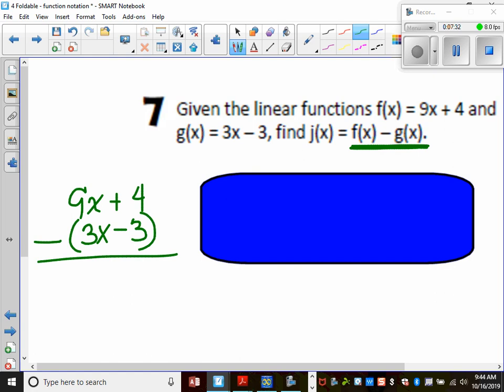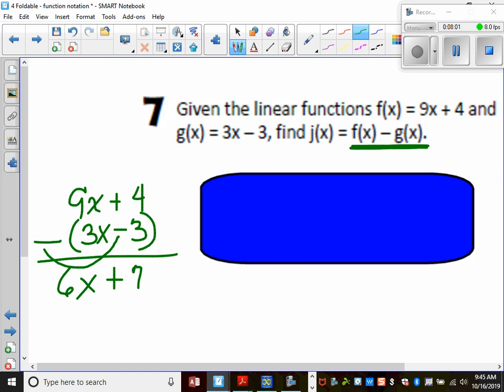Okay, so that's why I put it in parentheses, so you'll know that when you do this right here, that's going to be a plus 3, not a minus 3. All right, so I'm going to end up with a positive 4 and a positive 3 gives me a positive 7. And 9 minus 3 gives me 6x. So you just want to be careful with subtraction because it changes the signs. Okay, that's just our integer rules.